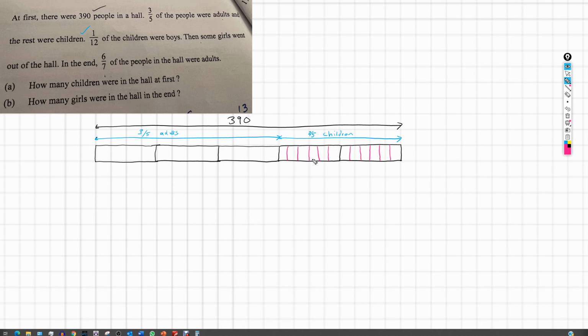Okay, so let's just check that. 1, 2, 3, 4, 5, 6, 7, 8, 9, 10, 11, 12. They're all supposed to be the same size. And so we've now got the children in twelfths, and 1/12 were boys. So this represents the boys, and that means the rest here are the girls. So we've got that information done.